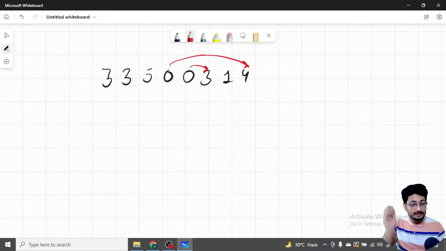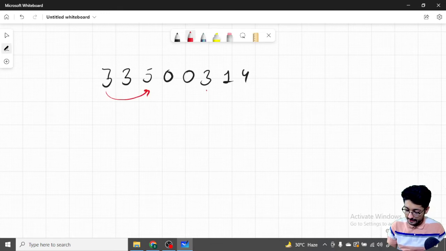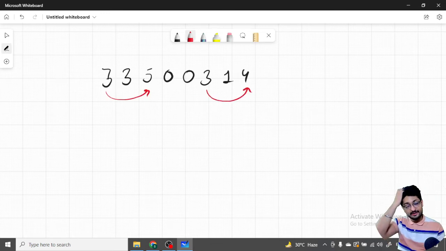So you have to complete the one transaction, that is you have to buy it and then sell it. So like let's say you buy at this point, sell at this point, and you buy at this point and sell at this point. So you have to complete both transactions. So you have to find out again the maximum profit you can get.